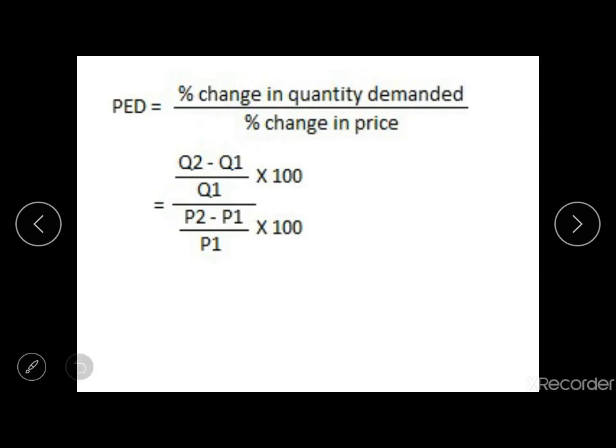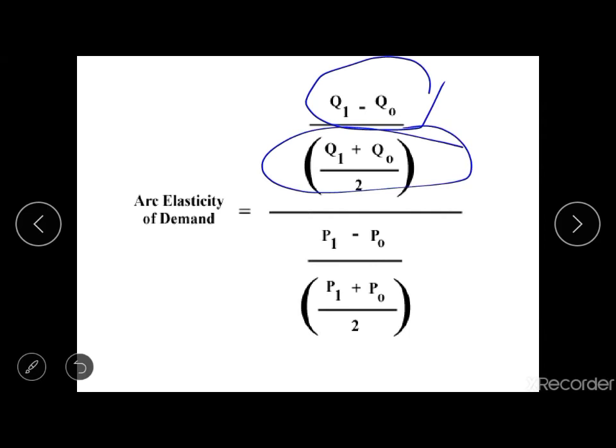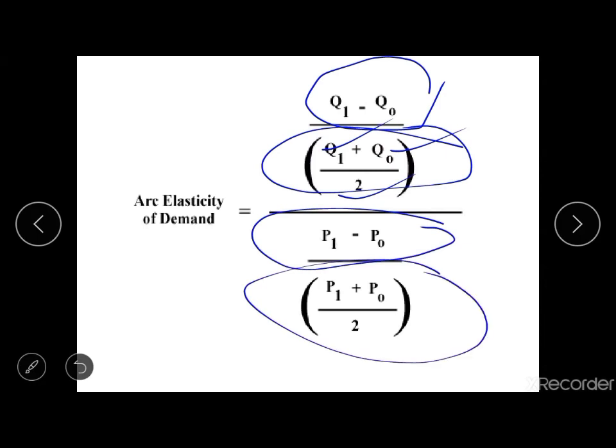Now in the arc elasticity method, instead of using the original quantity or the original price as base, we use the average quantity or the average price, or the midpoint of the two quantities or the midpoint of the two prices. So the formula for arc elasticity goes as follows: change in quantity divided by the average quantity, which is the original quantity plus the changed quantity divided by 2, again divided by the change in price divided by the average price, which is again the original price plus the changed price divided by 2.